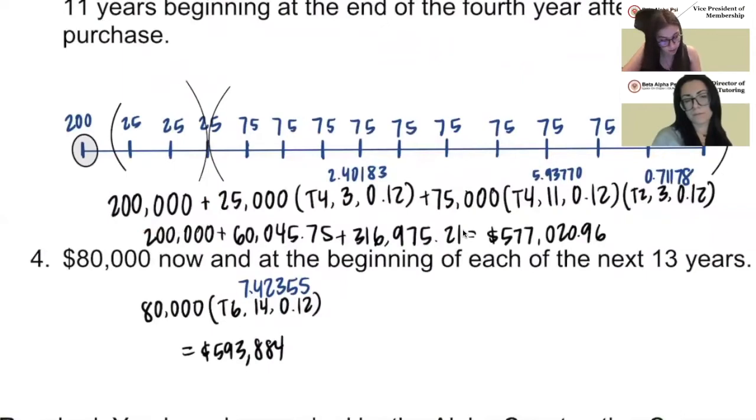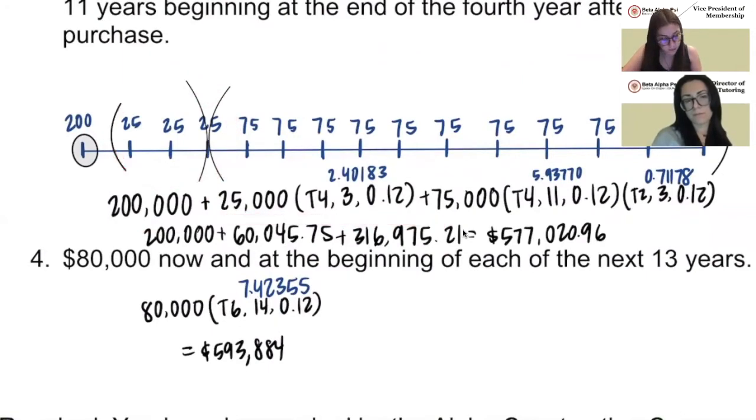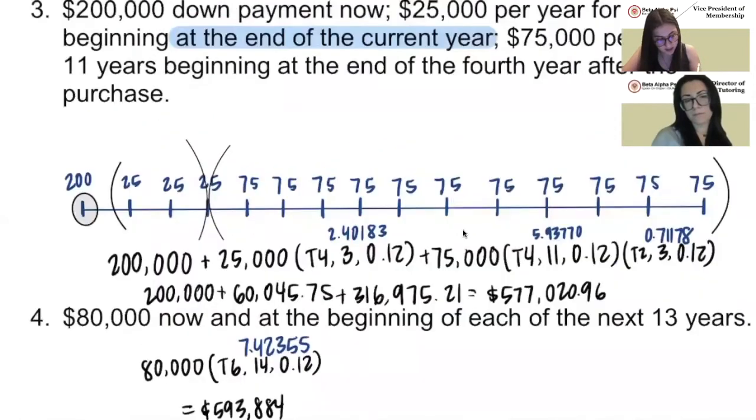Now, the 25,000 for the first 3 years. After that, payments are made at the end of the period, so we know we're going to use table 4. They tell us they're going to do that for 3 years, so we're going to use 3 periods at 12%. Let's focus on that right now.